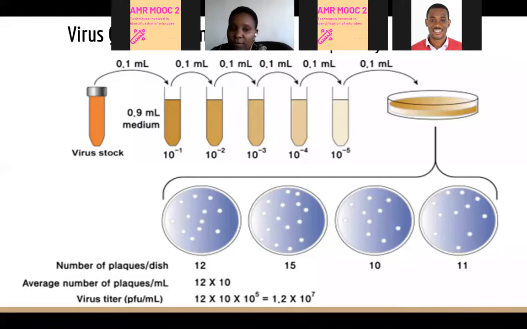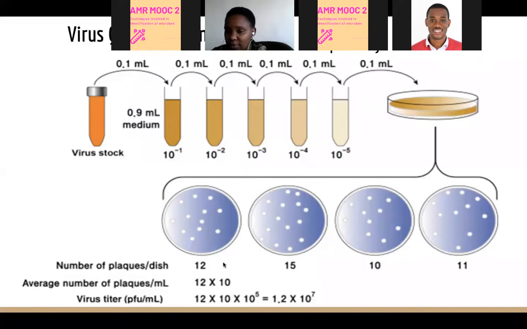But when you dilute it, you can see that the number of plaques is reduced. For example, if you have a virus stock and you take 0.1 ml and grow it at a 10 dilution, 100 dilution, 1000 dilution, you find that the more you dilute, the more the plaques are reduced. So you dilute until the point that you can clearly count the number of plaques in the sample. Then after getting the number of plaques, you can find the average number of plaques per ml. Then you get the plaque forming unit per ml.